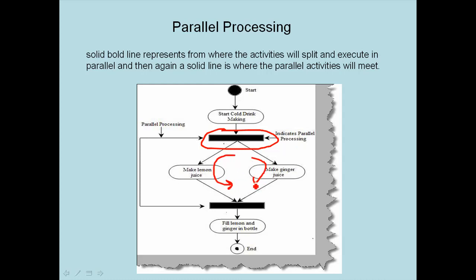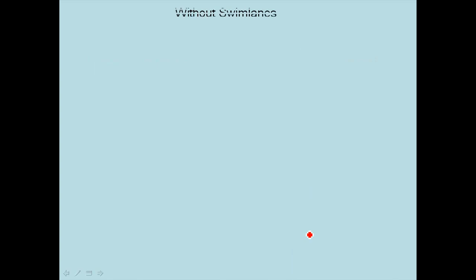For example, over here we have started making a cold drink, and then I said, okay, for making a cold drink I need to make a lemon juice and I need to make a ginger juice. So both of these activities can be in parallel. I indicated the parallel processing with a dark solid line, showed these two activities, and then showed a dark solid line which shows the end of the parallel activities. So in this way you can show parallel activities, parallel processing.